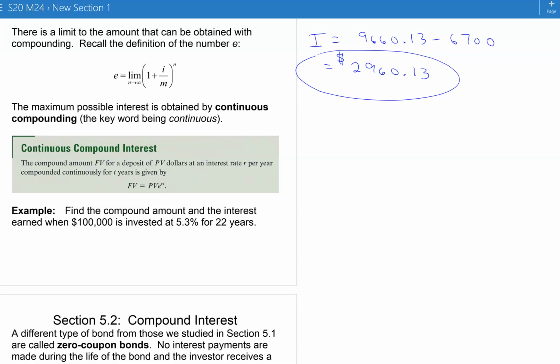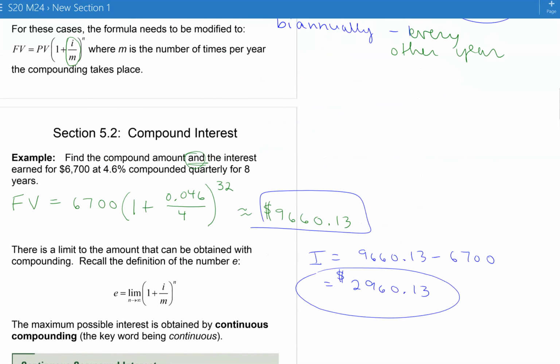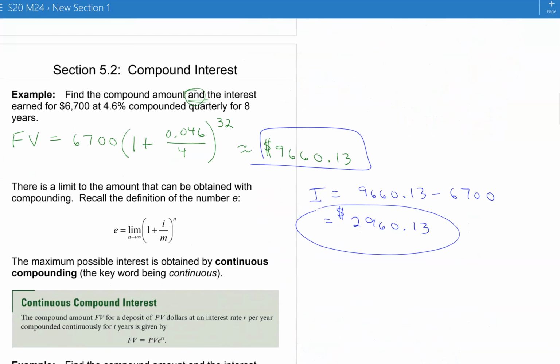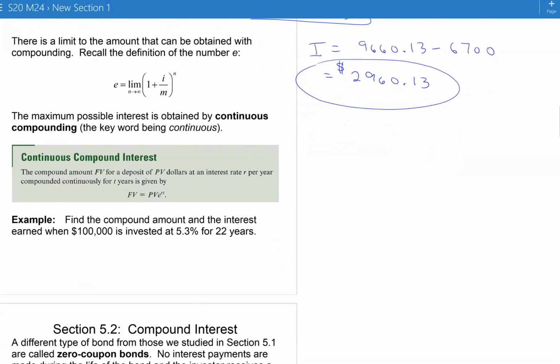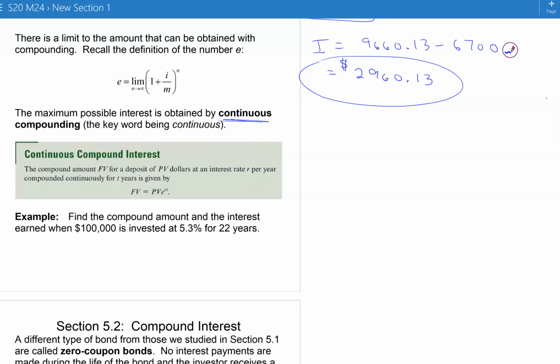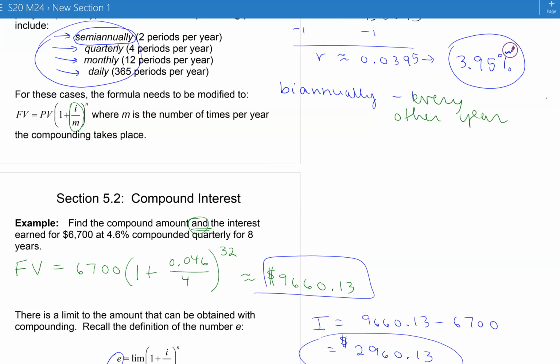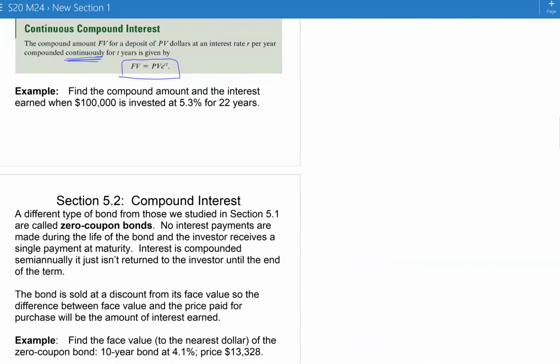Okay, so there's a limit to this compounding business. If you compound more and more often, so we looked at semi-annually, then quarterly, then monthly, then daily, then every hour, every minute, every second, the limit is if you compound continuously. So it turns out there is a limit, and it is e. That's if you compound continuously. So the only time you're going to use this formula is if you see the word continuously. Otherwise, it's periodically, and look for one of these words that tell you how often it's being compounded.